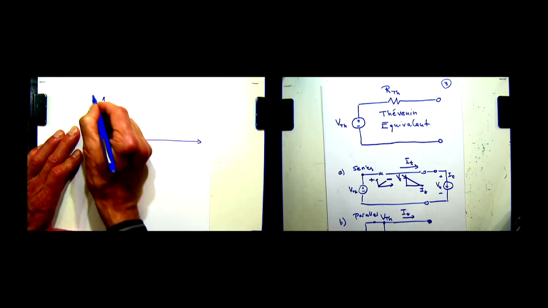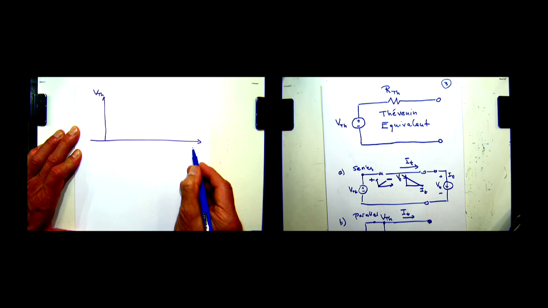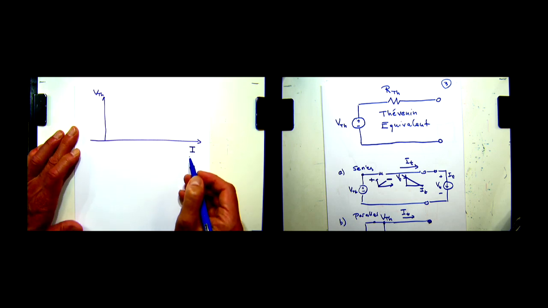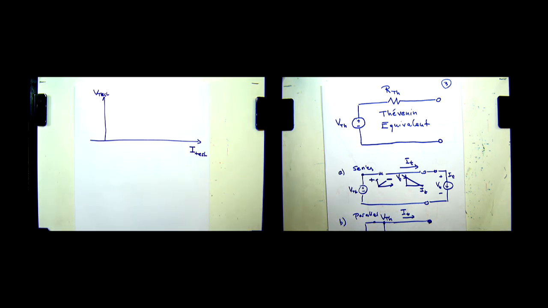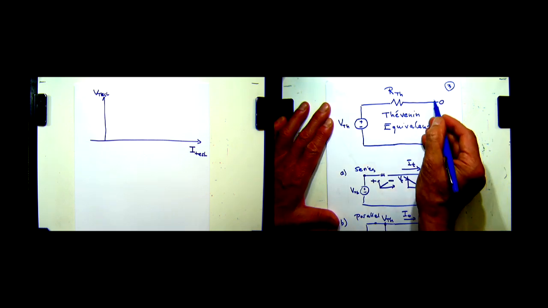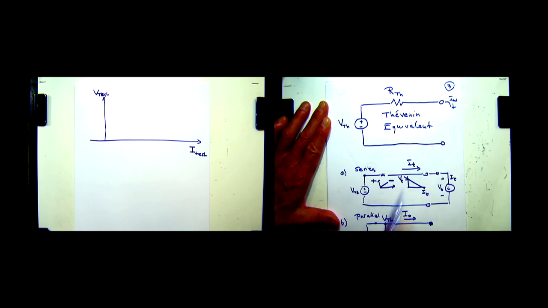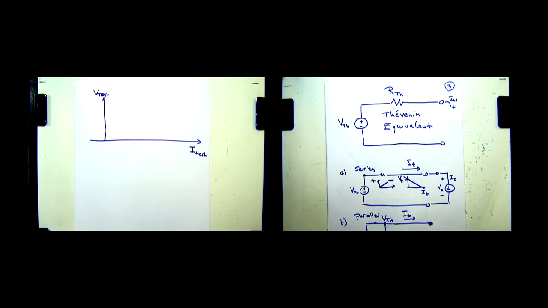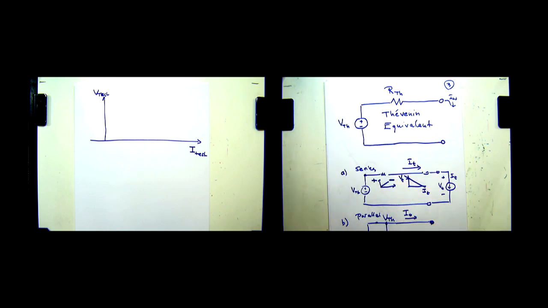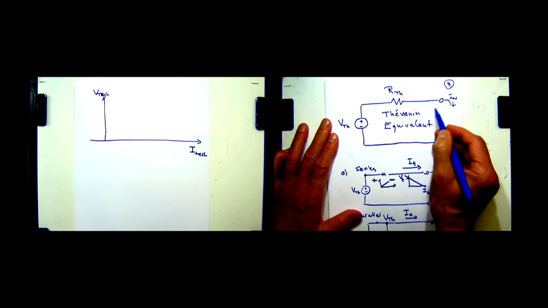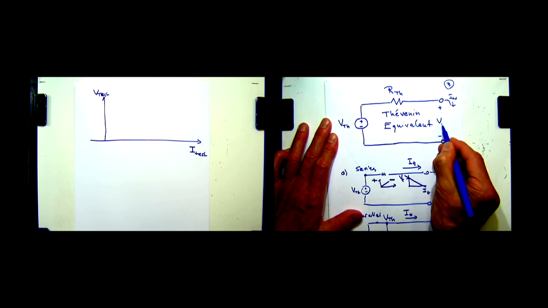So here we have V Thévenin, and here we have I test. If no current is flowing here, then what we measure is the open circuit voltage. Why do we call this open circuit voltage? Well, no current flowing means I'm not presenting any circuit here. I'm just leaving my Thévenin equivalent open circuited. The current is 0, and I can measure a voltage here, and let's call this the open circuit voltage.